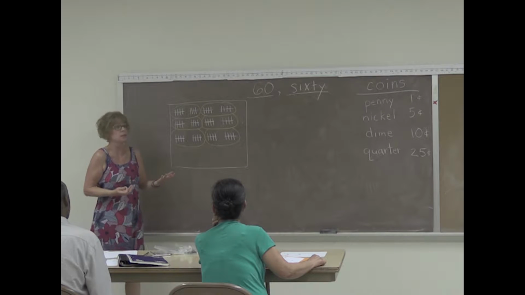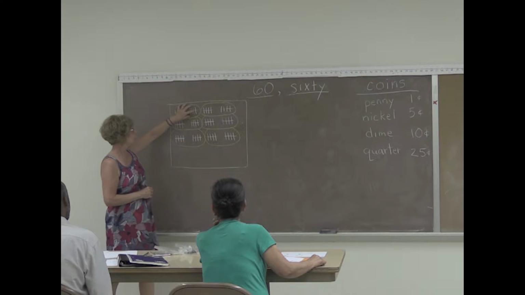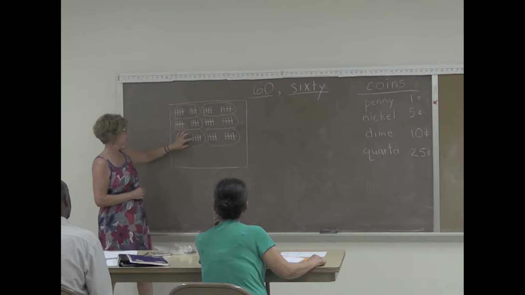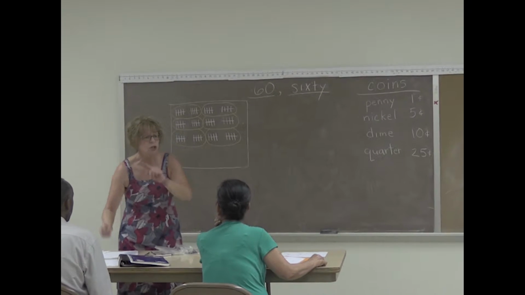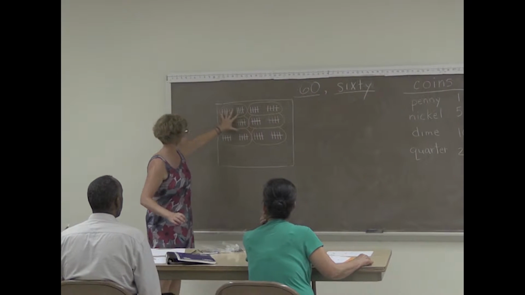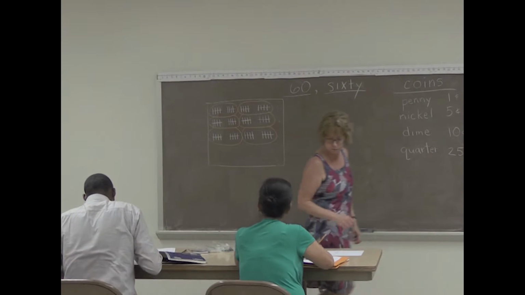Get to number 60 by counting by tens. Let's do it one more time by tens. Ready? 10, 20, 30, 40, 50, 60. Take your pencil and circle 2 groups of tallies. So you have 6 circles of 10. Do that on your paper.